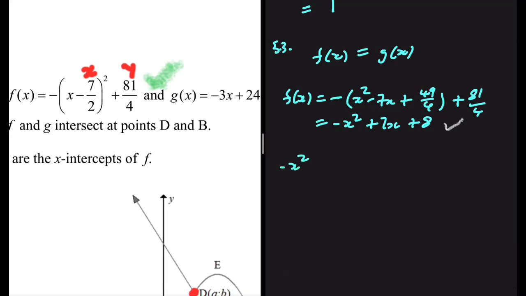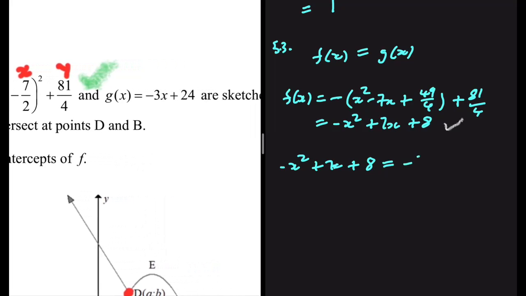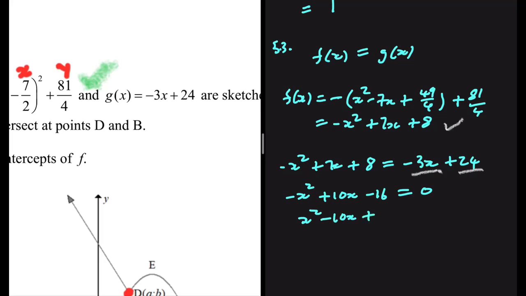So minus x squared plus 7x plus 8 is equal to g of x. G of x is minus 3x plus 24. If we take minus 3x to the left hand side, we're going to get minus x squared plus 10x. 24 to the left hand side, we're going to get minus 16 being equal to 0. If we multiply out by minus 1, we're going to get x squared minus 10x plus 16 being equal to 0.